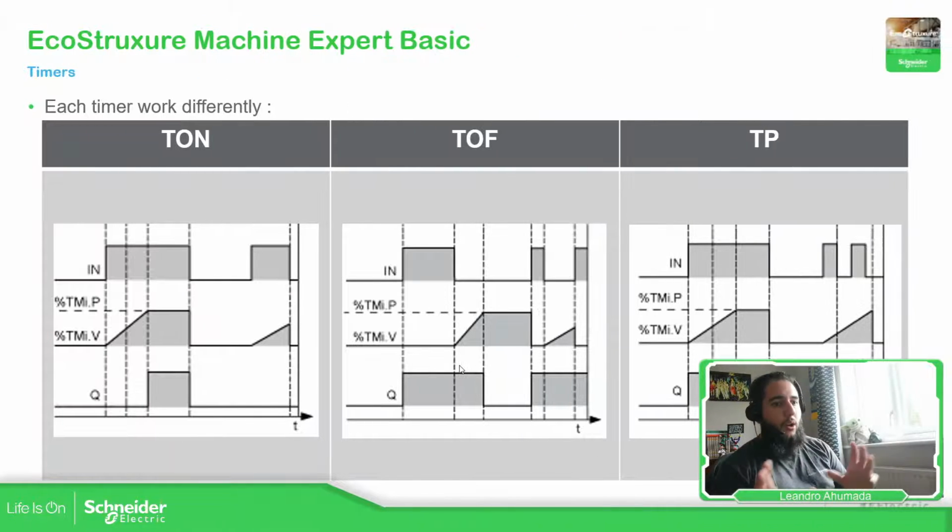So this T-off is different compared to the T-on. With the T-off, when you activate the input of this timer, it will activate the output of the timer, and the timer will be operating when the input goes to 0. Then when the internal value of the timer reaches the preset, the output will be at 0.